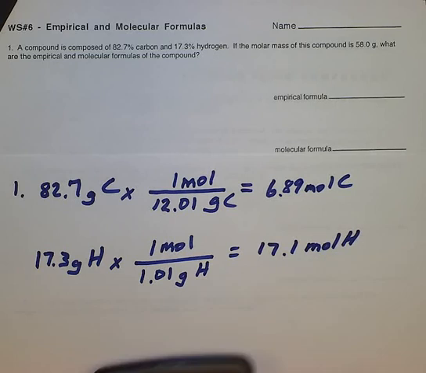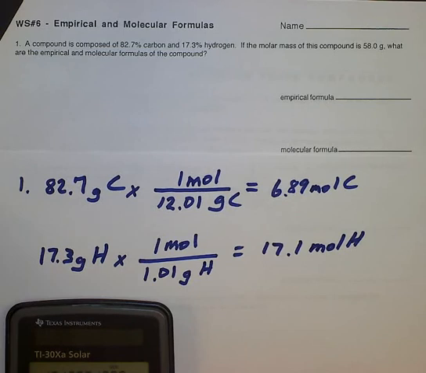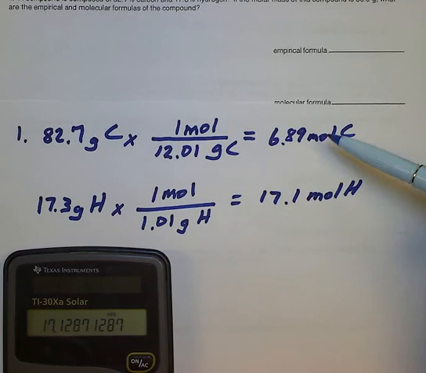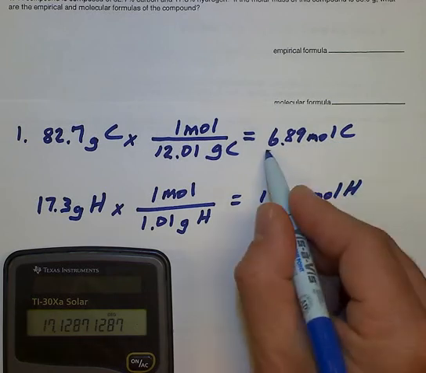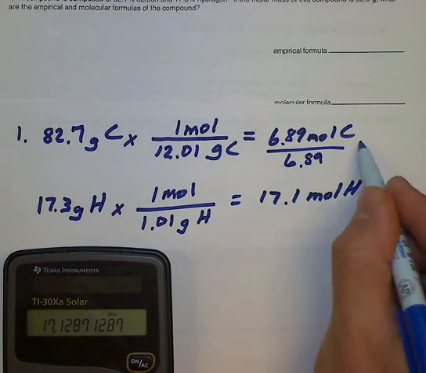Okay. So we're going to convert this to moles. Now, we're going to look and see which one's the smallest number. Obviously, 6.89 is the smallest number of moles. So we're going to divide now by that smallest number. We're going to divide this one by 6.89. I know it seems redundant, and obviously that's going to equal 1.